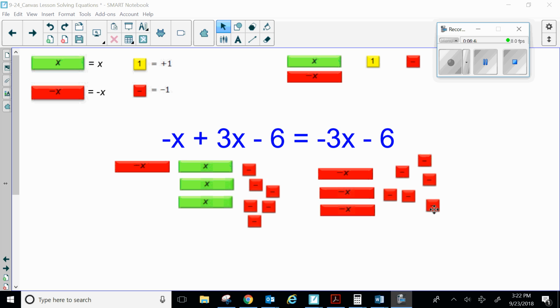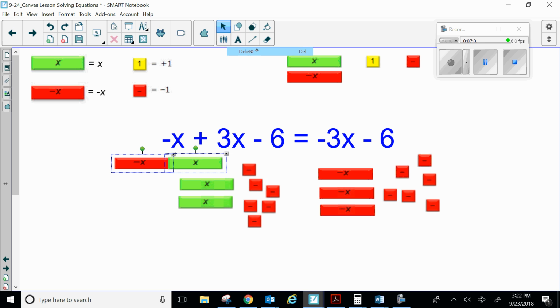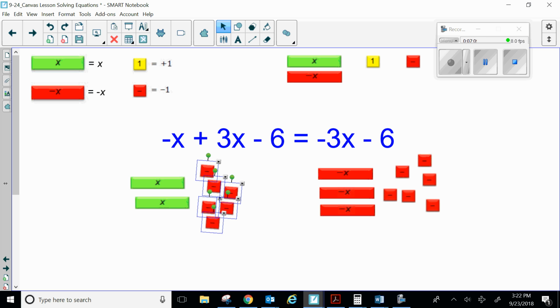So my first step that I want to take care of is to go ahead and combine things that I can combine, or cancel things out that I can cancel out. So I know that this negative x is going to cancel out one positive x. So I'm going to go ahead and delete those. Oops. Okay, so I have 2x minus 6 equals negative 3x minus 6.